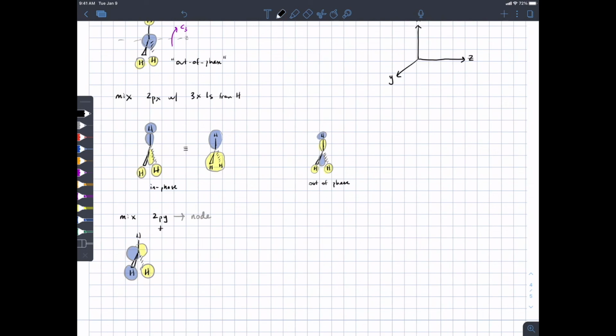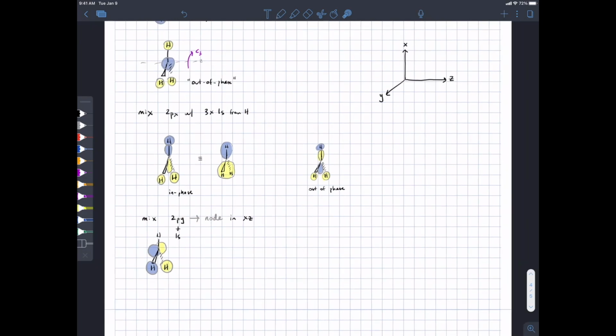when we mix 2py with the 1s's on hydrogen. The 2py orbital has a node in the xz plane. And this carbon-hydrogen bond coincides with that xz plane. So there is no orbital on that hydrogen because it's in the xz plane.